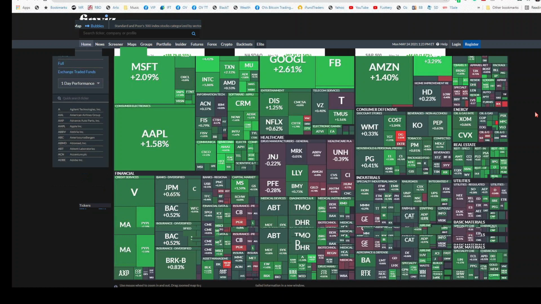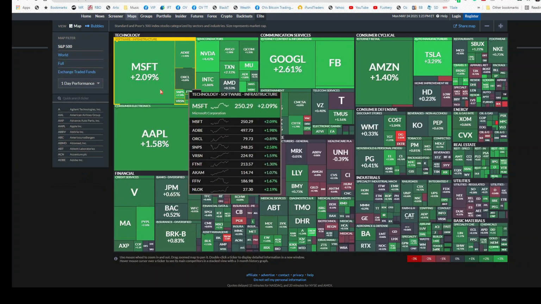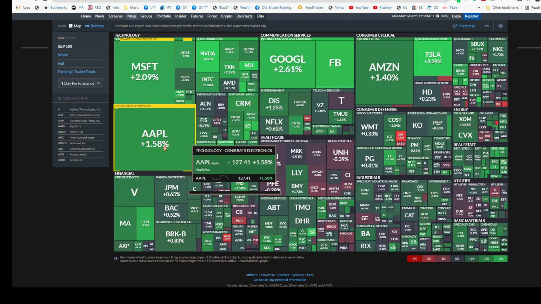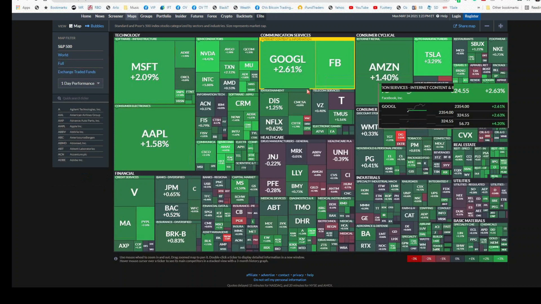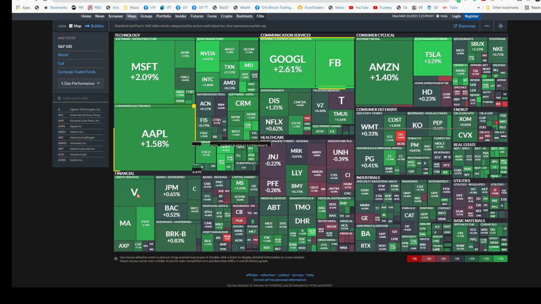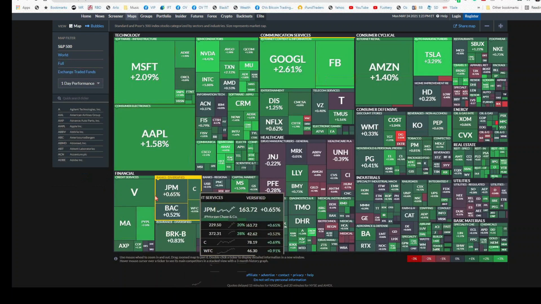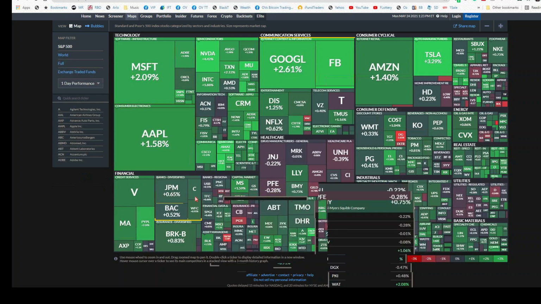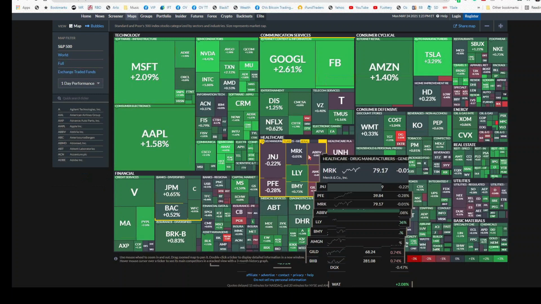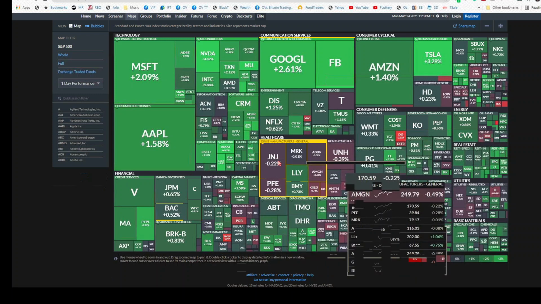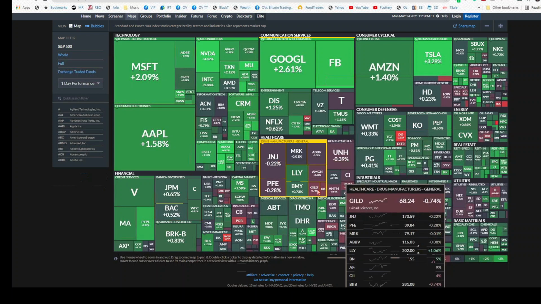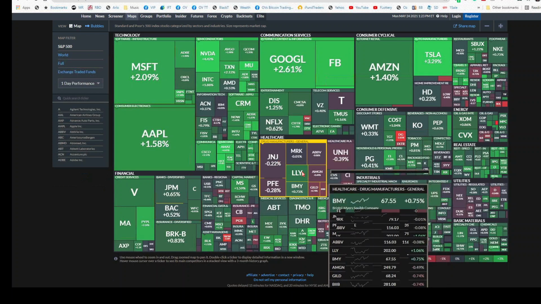You see Microsoft up over 2%, Apple up over 1.5%, Google up over 2.5%. So all the big tech names are up. The financials are up. The banks kind of neutral, up a little. But the only thing down is healthcare, selective ones. J&J, Gilead, Lilly, and Bristol Myers are up.